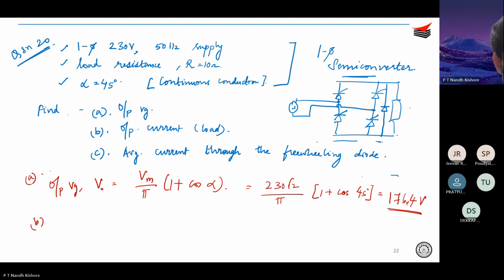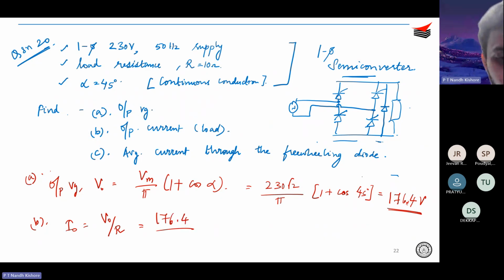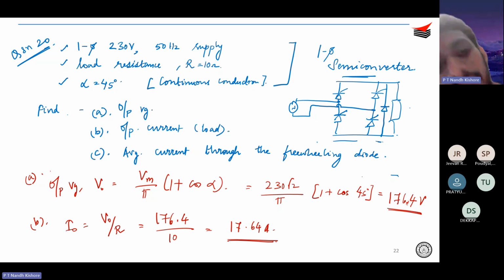And what is the output current? I naught is V naught by R. So 176.4 divided by R, which is 10 ohms, gives 17.64 amperes. I think this is a pretty simple problem. You found the output voltage using Vm by pi into 1 plus cos alpha, and then the current.